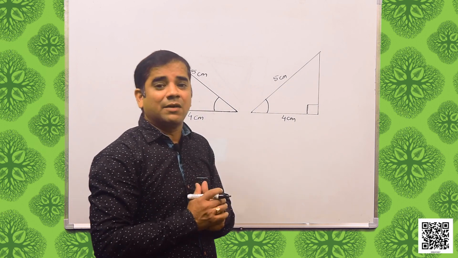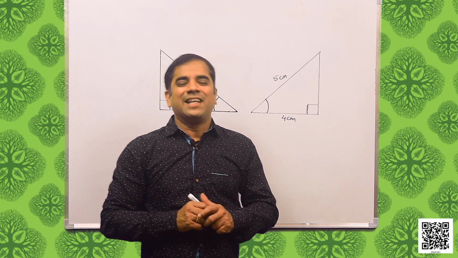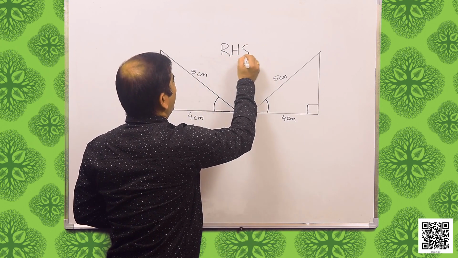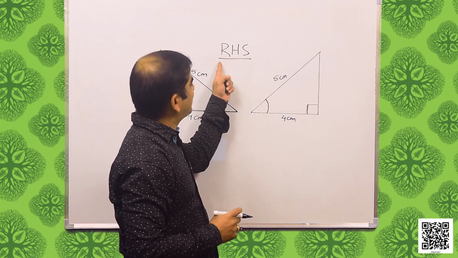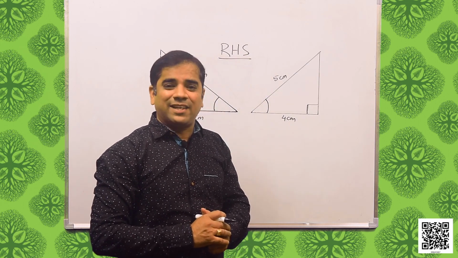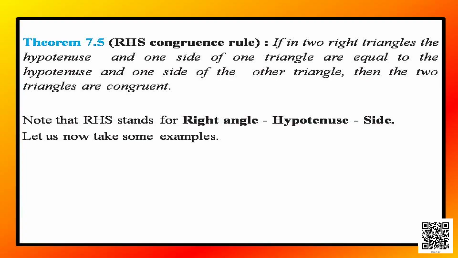That means we arrive at the following congruence rule, theorem 7.5: RHS congruency, that is right angle, hypotenuse and side congruence rule. What does it say? It says if in two right triangles the hypotenuse and one side of one triangle are equal to the hypotenuse and one side of the other triangle, then the two triangles are congruent. And we have to note that RHS stands for right angle, hypotenuse, side.